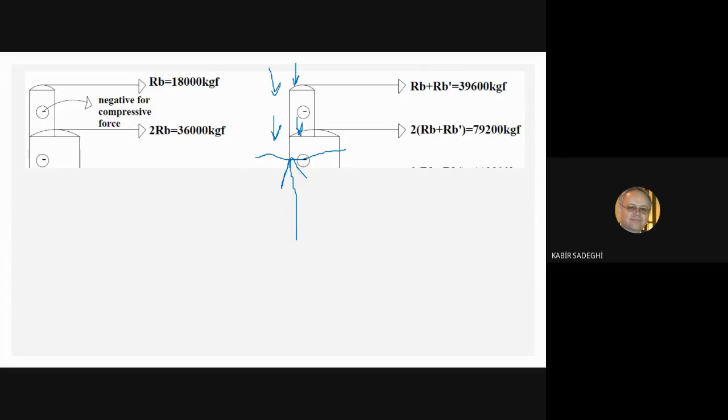Now, if we write summation of Fy equals zero, the axial force in the first story column, the first floor column, is the summation of four items: summation of these two plus the others. Therefore, we have two times. Why? Because the spans are similar. Finally, this is double of the other one.